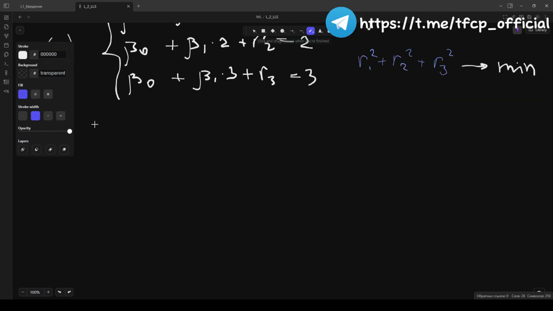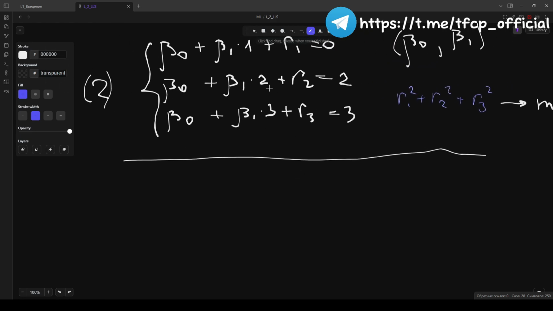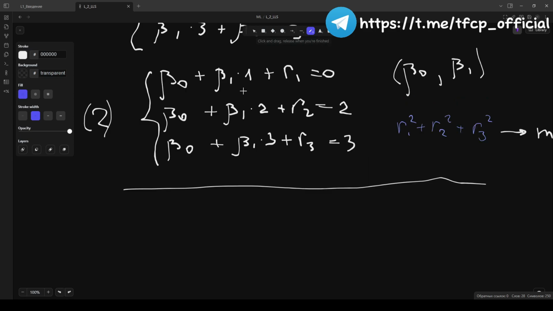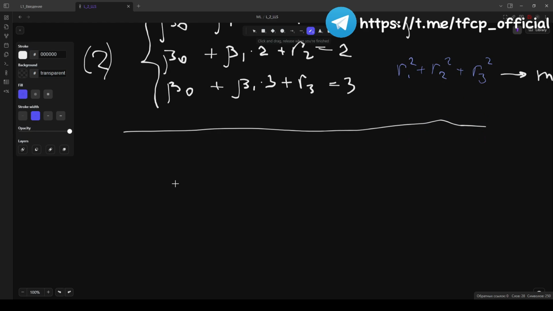Now let's solve it. Look, first I will rewrite this problem in vector form. Let me explain in detail. Here, I simply multiply v1 by the numbers 1, 2, 3, and I can say that I multiply v0 everywhere by 1s. Here it's 1, here it's 1, and here it's 1, indicating the same value in each position.